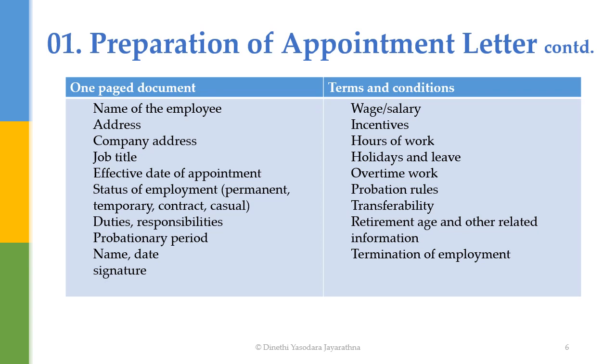So these are really important information because a job is given to an employee. So the name of the employee should be there because this becomes a contract, becomes a legal document. It should state who the person is, the address, job title and effective date of appointment, the date from which this person is appointed. And also status of employment, whether you are a permanent, temporary or any kind of employee.